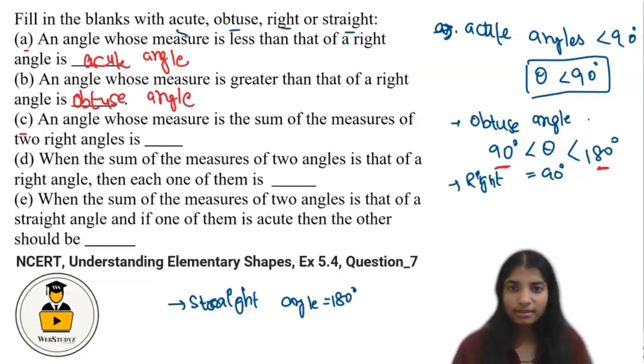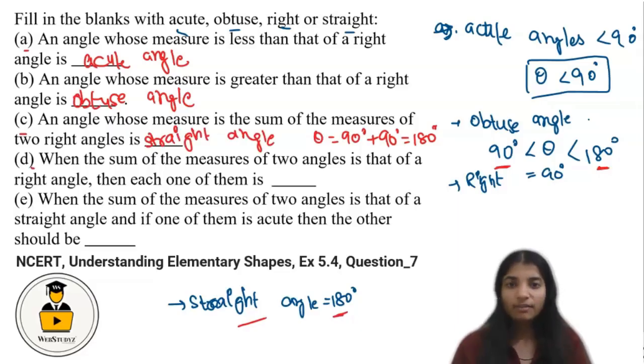Let's move to part C. In part C, we are given an angle whose measure is the sum of the measure of two right angles. We know that one right angle is 90 degrees. The angle whose measure is the sum of two right angles means 90 degrees plus 90 degrees, which is 180 degrees, and we know that a straight angle is equal to 180 degrees. So the answer to part C is straight angle.